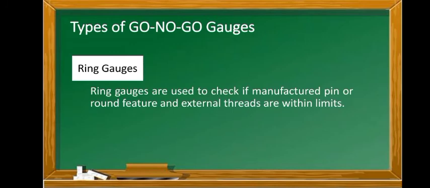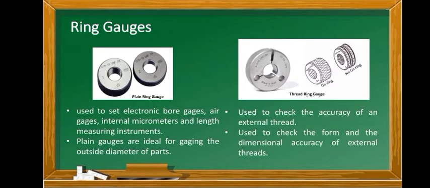Now, let's move to the other type of go-no-go gauges, which is the ring gauges. Ring gauges are used to check if manufactured pin or round fixture and external threads are within limits. There are two kinds of ring gauges, the plain and thread ring gauges. Plain ring gauges are used to set electronic bore gauges, air gauges, internal micrometers, and length measuring instruments.